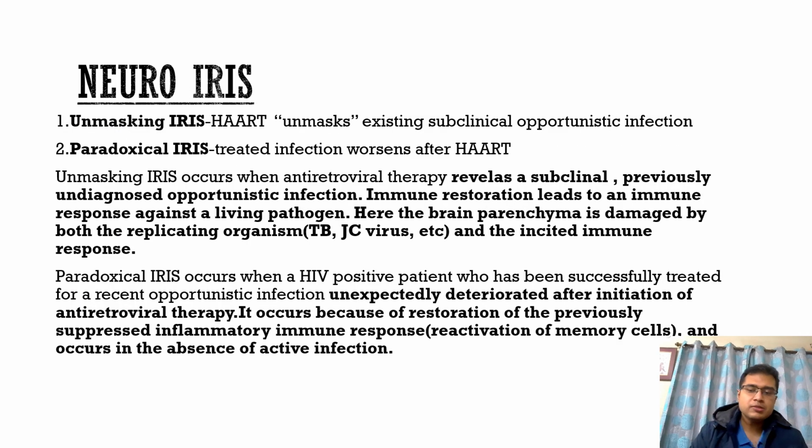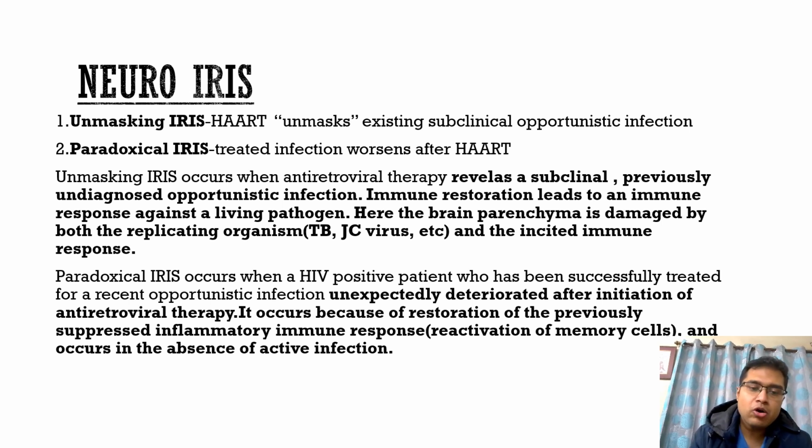So coming to the last part of the discussion, that is neuro-IRIS, immune reconstitution inflammatory syndrome, which is actually of two types: unmasking IRIS and paradoxical IRIS. Unmasking IRIS occurs when antiretroviral therapy reveals a subclinical, previously undiagnosed opportunistic infection. Because of that immune restoration, it leads to an immune response against the living organism. So here the brain parenchyma is damaged both by the organism as well as the incited immune response.